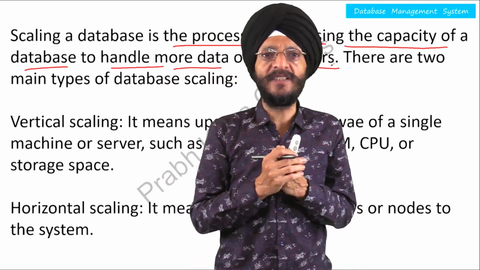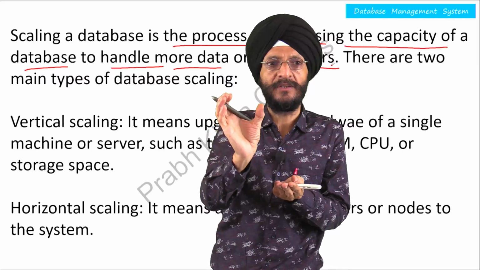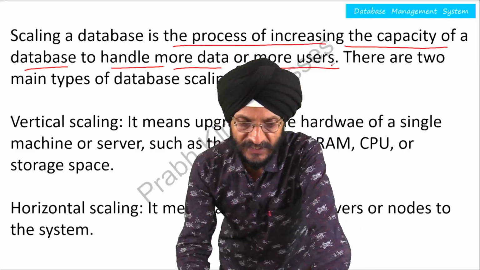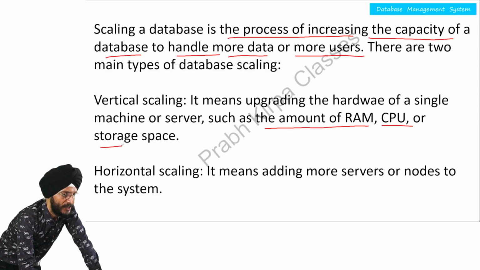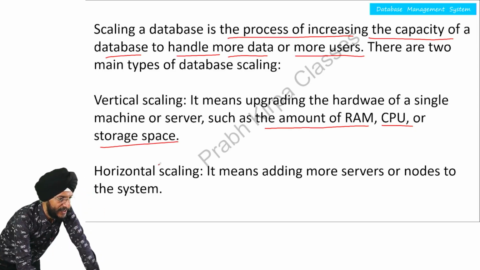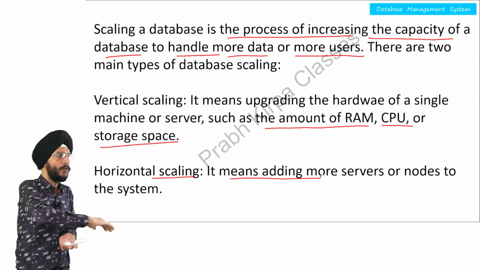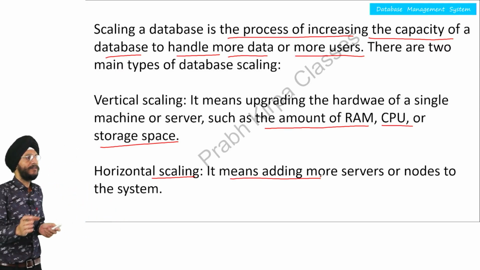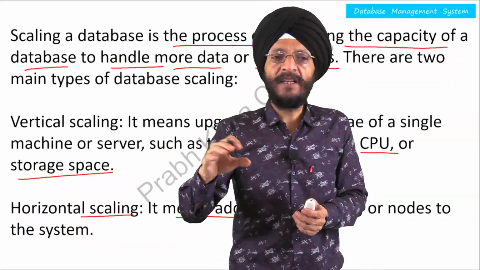In the case of vertical scaling, it means upgrading the hardware of a single machine or a single server, such as we can upgrade the amount of RAM, random access memory, CPU or storage space of one particular server or one particular machine. Whereas in the case of horizontal scaling, it means adding more servers or more machines or nodes to the system so that the increased workload can be effectively handled.